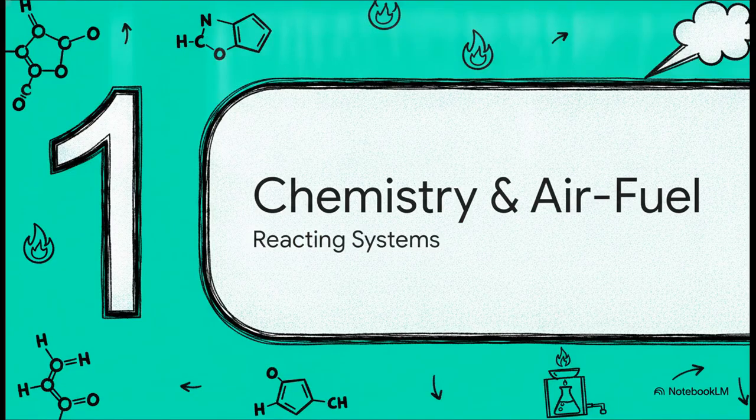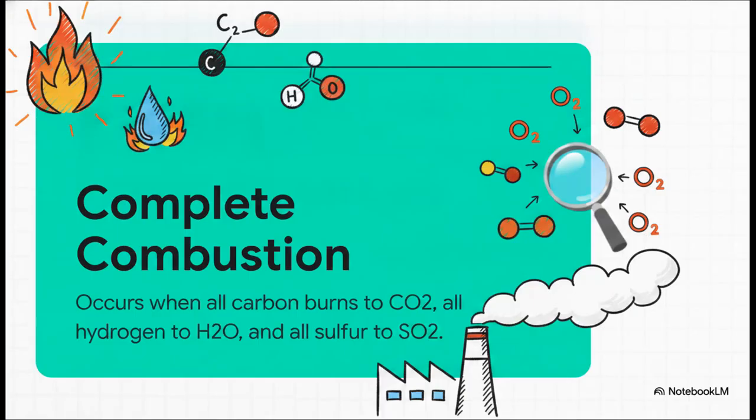All right, sections 1 and 2, chemistry and the air-fuel ratio. Let's dive right in by setting some essential chemical ground rules for reacting systems. Because before we can measure the energy of a fire, we absolutely have to know exactly what's going into it and what's coming out. The foundational concept we need to start with is complete combustion.